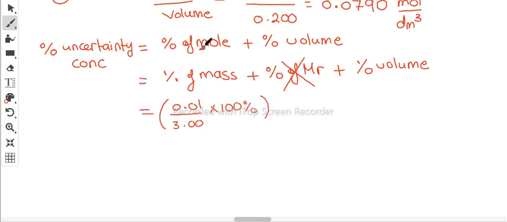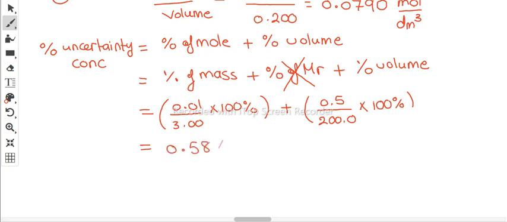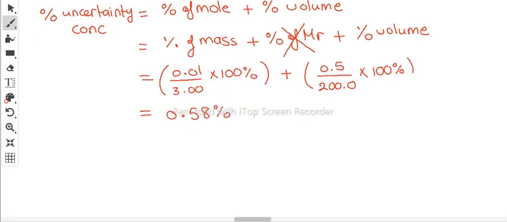So in this situation, I calculated the percentage uncertainty of the mass. I'm going now to add the percentage uncertainty of the volume, and it is half divided over 200 times 100%. Here, when you want to calculate the percentage by mass of volume, there is no need to convert into decimeter cube. So you can simply take it as cubic centimeter. Using the calculator, your final answer is 0.58%. So in this situation, I calculated the total percentage of my concentration.